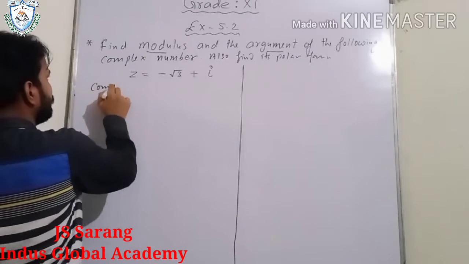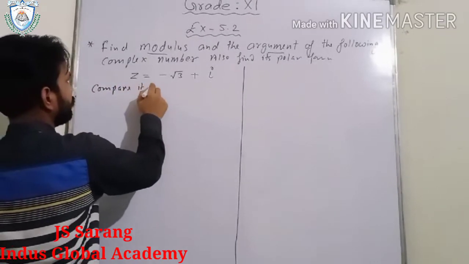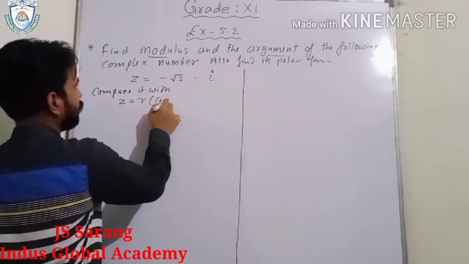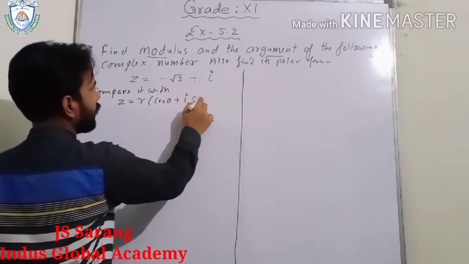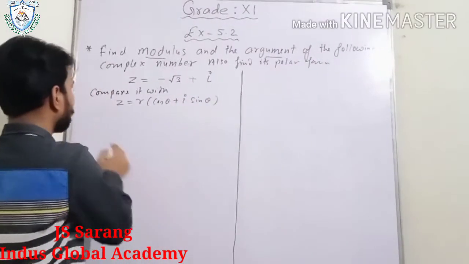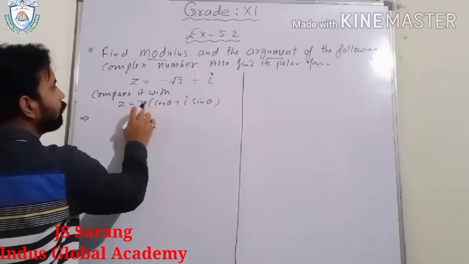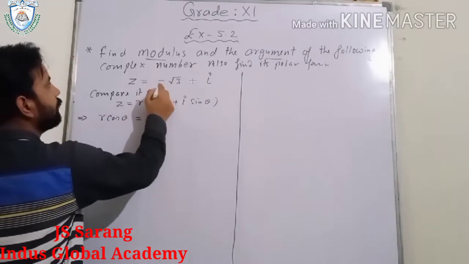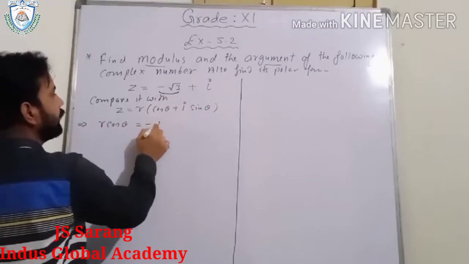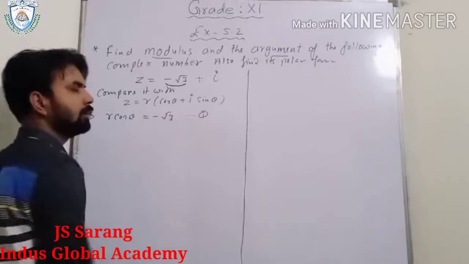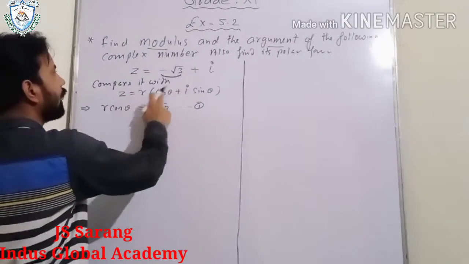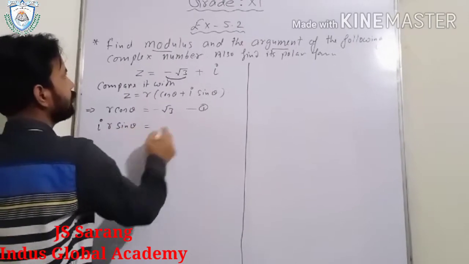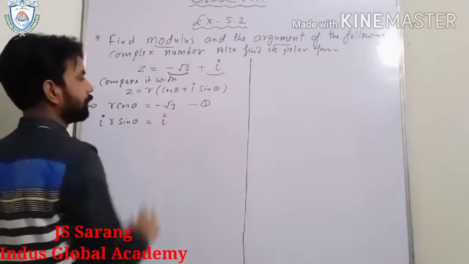So compare with z equals r into cos theta plus i sin theta. From here we get the first term of this polar form, r cos theta, which is equal to the first term of the given complex number, that is minus square root 3. Call this equation number 1. The second term is i r sin theta, which equals the second term here, that is i. Clear?